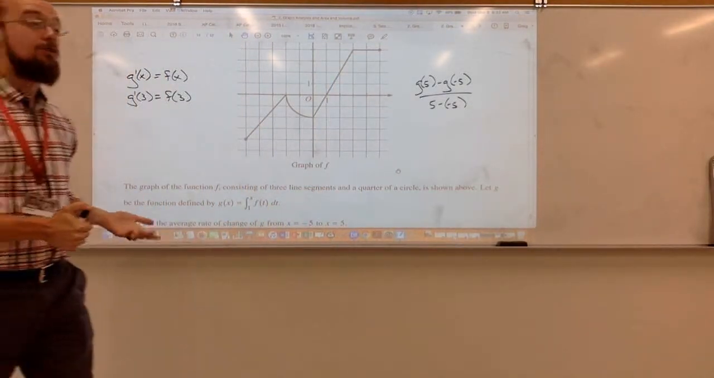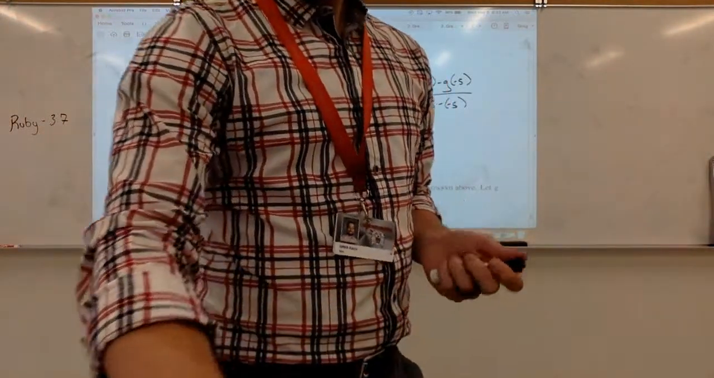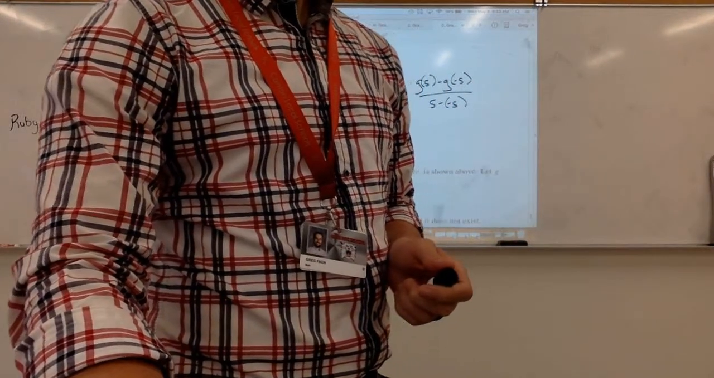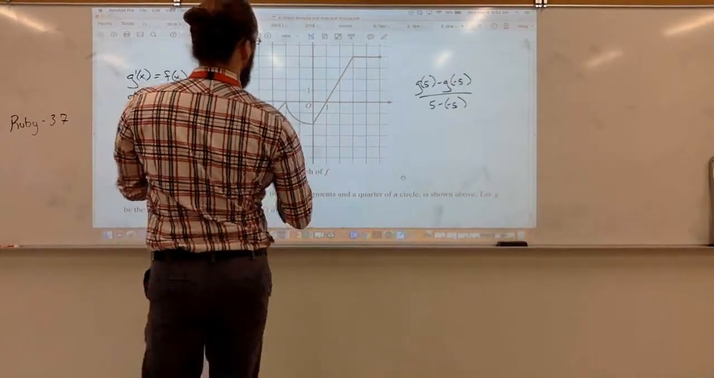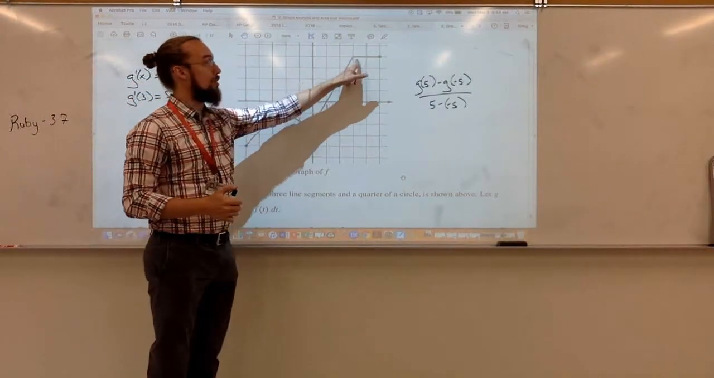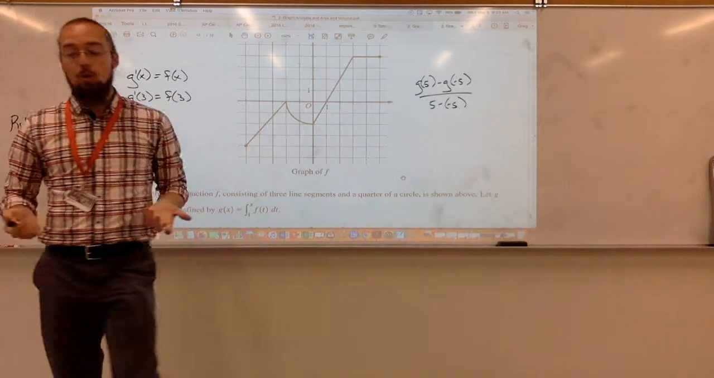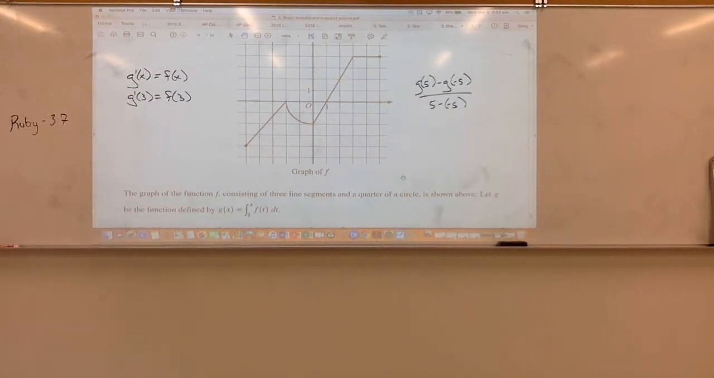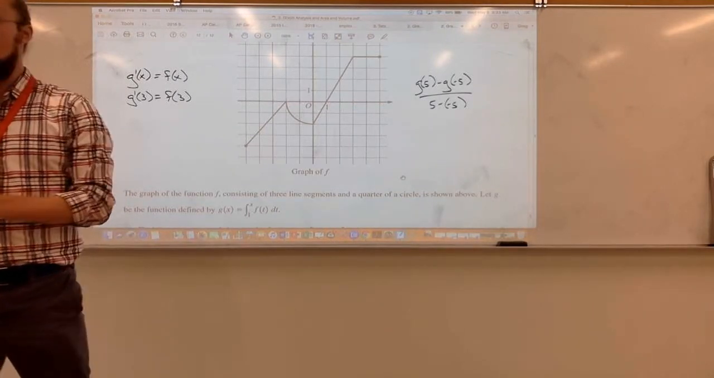All right, so they try to trick you by saying explain why it doesn't exist, because if we're looking for the slope of this graph, the slope wouldn't exist here because it's a corner. But we're not looking for the slope. We're just looking for the actual function value of this graph. Okay. Anything else?